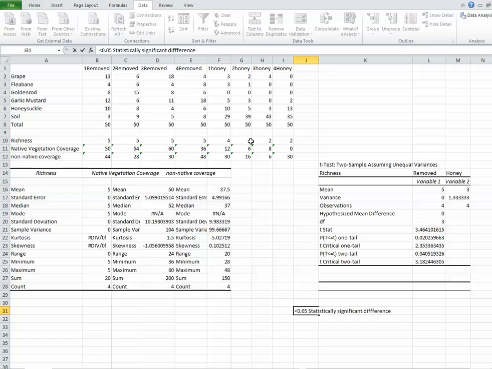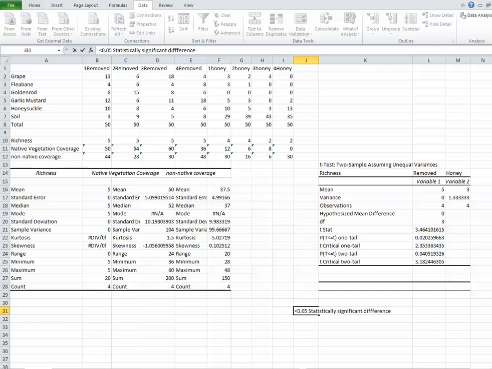So if you're comparing species richness, you need that. Native vegetation coverage, you need that. Non-native coverage, you need that. If you wanted to compare the amount of garlic mustard on one side versus the other, you would need those four things for that as well.